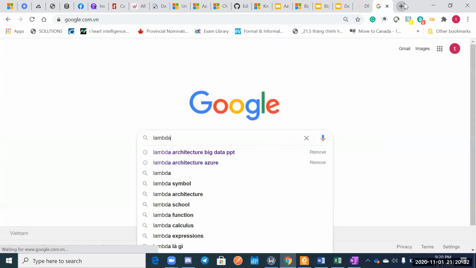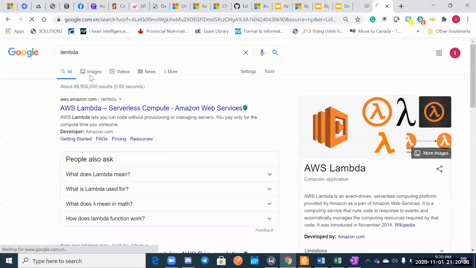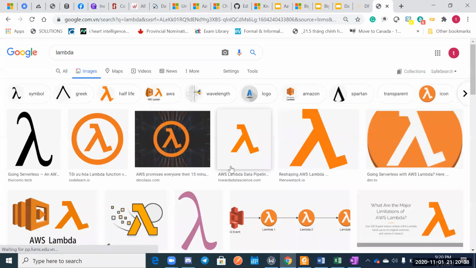So let me show you the lambda symbol. It's a Greek symbol. You can see here that it has two separate legs, right? That's why the architecture is called lambda: you have the hot path and the cold path, and then they merge together in the data lake. After that, you can query the data lake and select the data to do transformation on it.